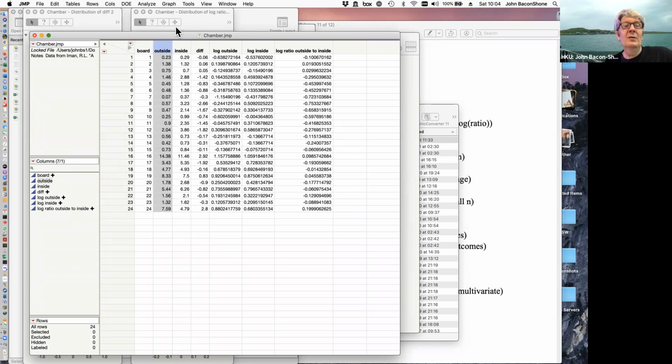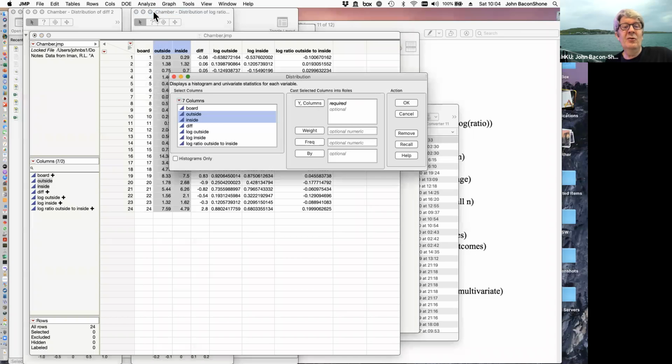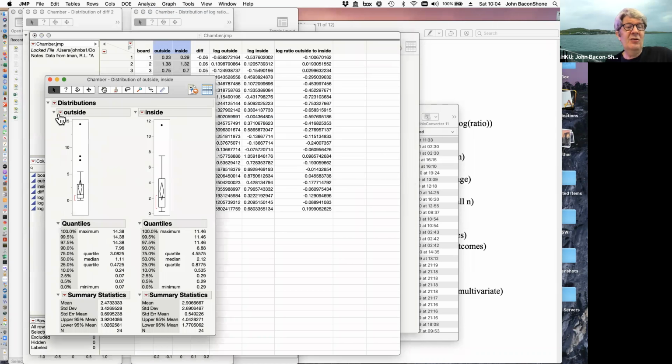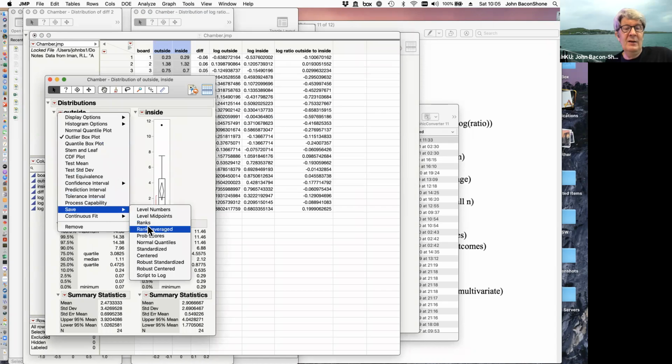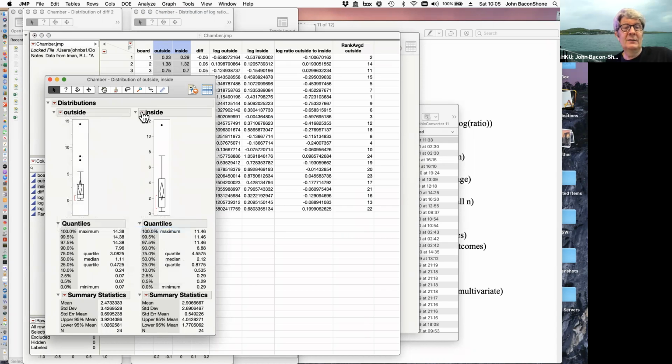Okay, so what I'm going to do now is look at the distribution of outside and inside. And for each of these, I'm going to save the average rank.